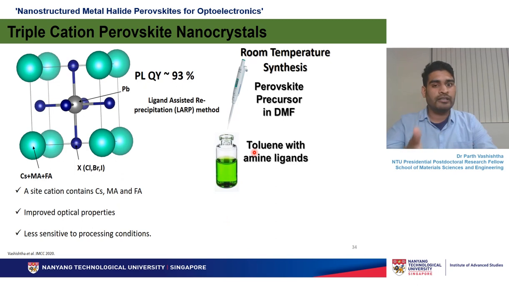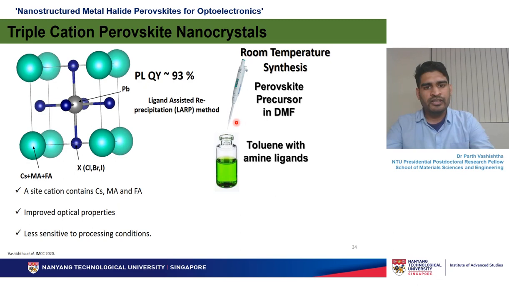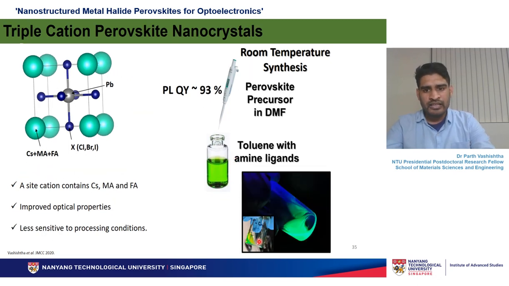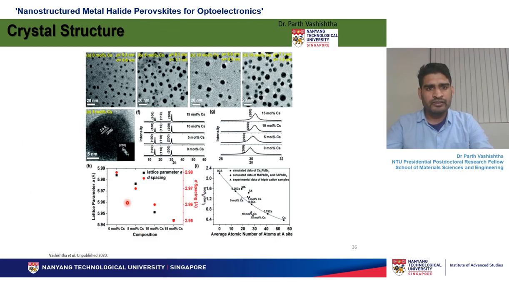Of course, we can make cesium lead bromide at room temperature too, but this method is really reproducible and easy. We dissolve the perovskite precursor, all these cations, in DMF, and then we just drop cast into a toluene solution with the ligands. As soon as we drop cast, the nanocrystals form, and we just purify them and get a really emissive nanoparticle ink, highly emissive under the UV lamp. We can use this nanocrystal ink to fabricate highly efficient LEDs. And that's what we did here.